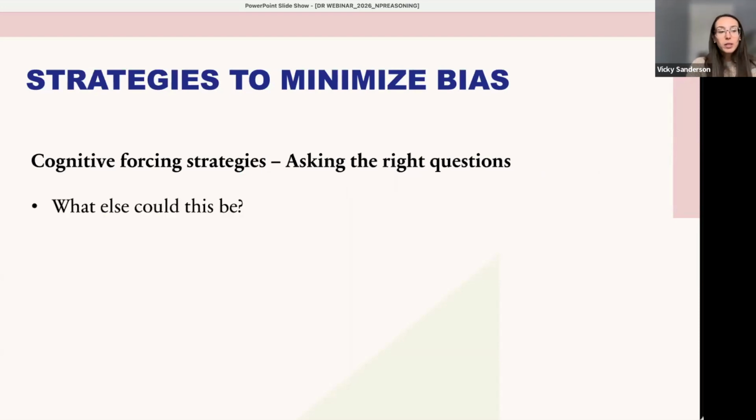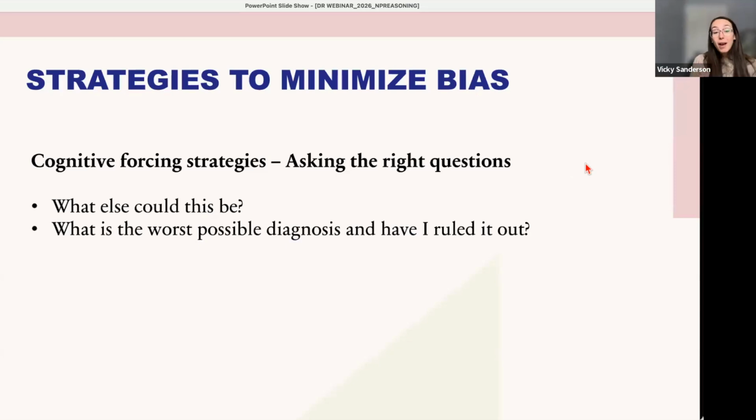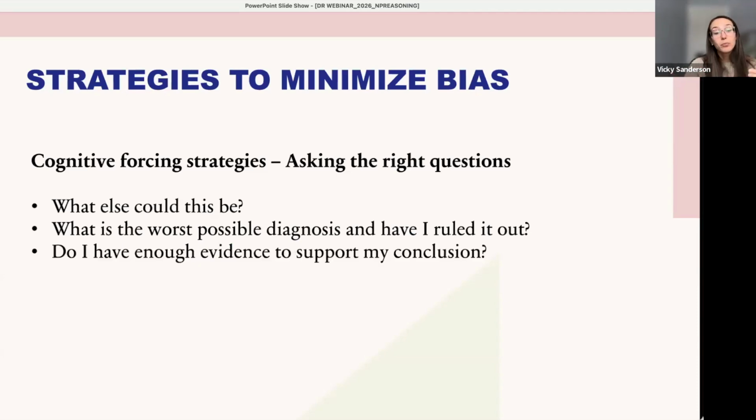So, a simple question: you're presented a case, you're thinking through a case, and you just ask, what else could this be? Whether with a colleague or a mentor or a consultant. Second, a question I love asking is, what is the worst possible diagnosis for this presentation, and have I ruled it out? In that last case, when we think about chest pain, aortic dissection is one of the worst case scenarios, and that was something that just hadn't been thought of or ruled out.